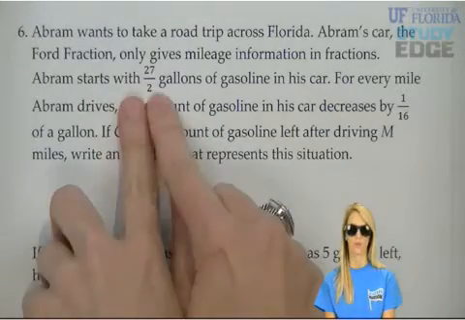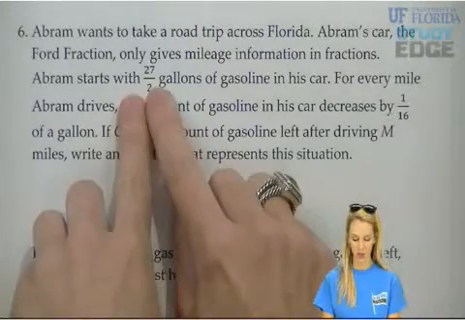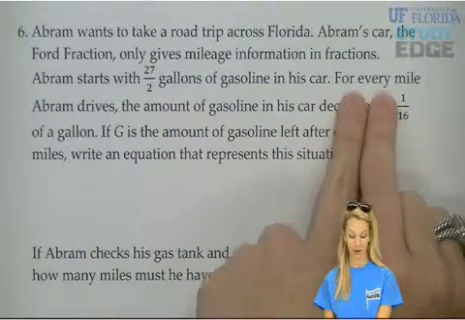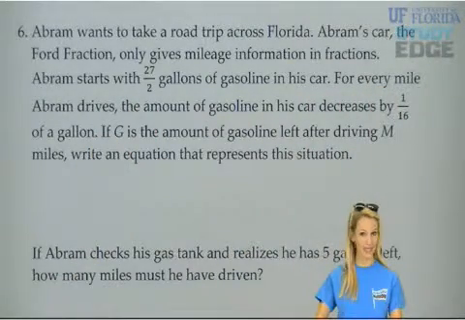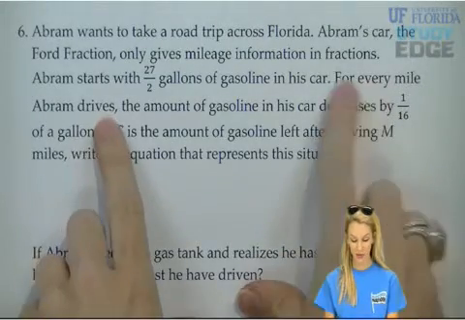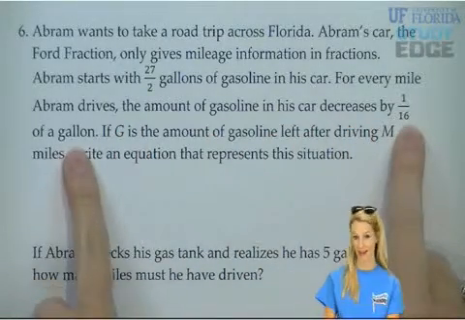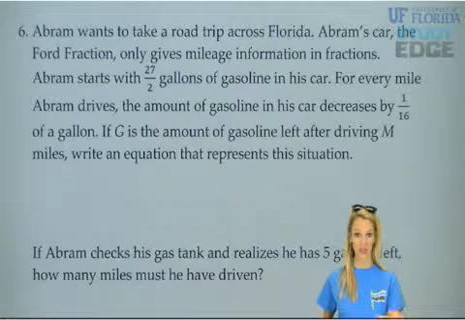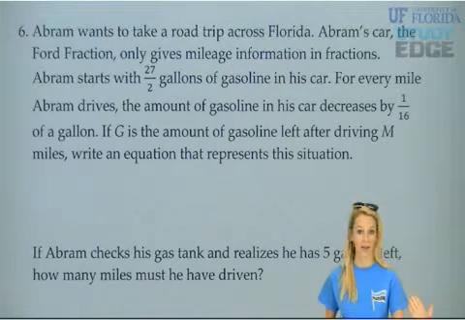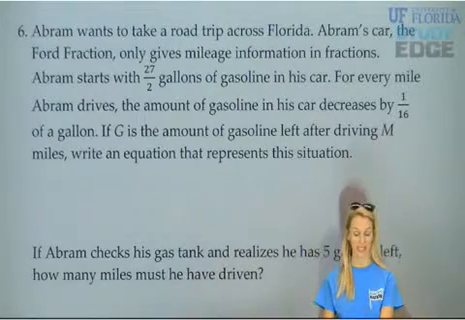All right, so now we know the amount that he's starting off with. So we're starting off with 27 over 2 gallons of gas in the car. Okay? For every mile that he drives, the further he goes, the more gas he uses. That's how a car works. Keep on driving, you use more gas. Well, every mile that he goes, the amount of gasoline in his car decreases by 1/16 of a gallon. That means he drives a mile, the amount of gas goes down 1/16 of a gallon. Drives another mile, goes down another 1/16 of a gallon. Every single time he drives another mile, the gas in his tank is going down by 1/16 of a gallon.